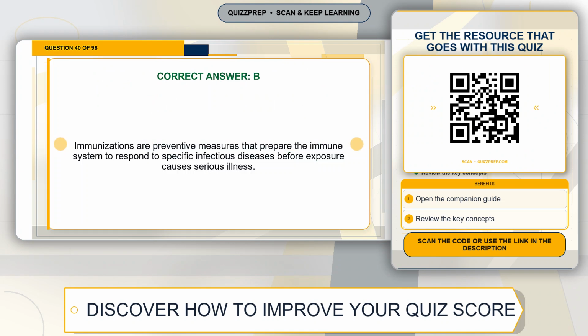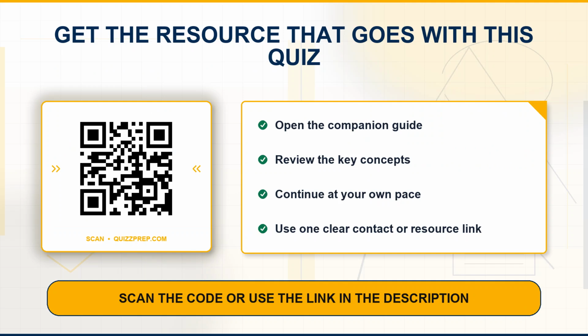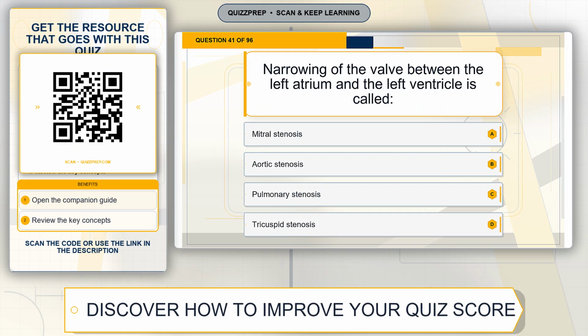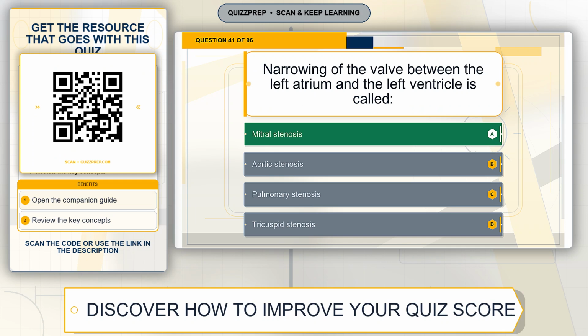Explanation. Immunizations are preventive measures that prepare the immune system to respond to specific infectious diseases before exposure causes serious illness. Question 41. Narrowing of the valve between the left atrium and the left ventricle is called. Option A, mitral stenosis. Option B, aortic stenosis. Option C, pulmonary stenosis. Option D, tricuspid stenosis. The correct answer is option A, mitral stenosis.